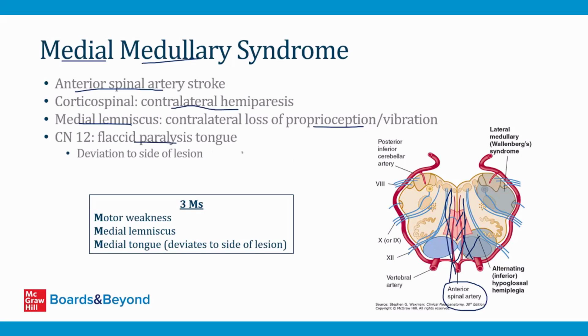And I talk about this in the videos on the cranial nerves. But when you have a lesion involving cranial nerve 12 on one side of the body, the tongue will deviate towards the side of the lesion. And so some people remember this stroke syndrome by the 3 M's: motor weakness, medial lemniscus, and medial tongue deviating to the side of the lesion.